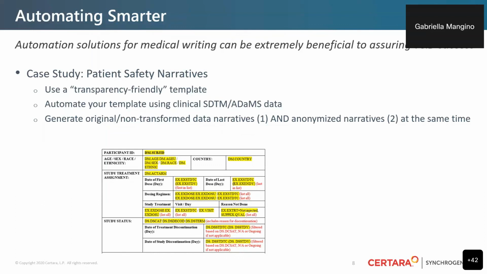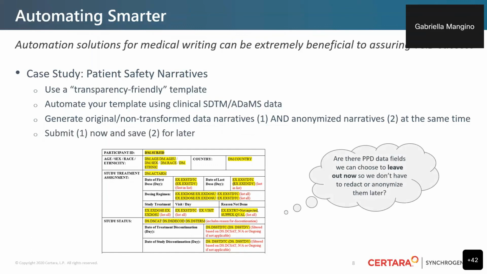So here is a view of what this template could look like. When we're submitting one now and we're saving one later, all we're doing is we're pulling in those clinical data fields into our template, and we're either using our original data or we're using anonymized data to do it. So we have technology on our side to populate these data fields for us. And of course, we onboard our regular writing quality control review team as needed.